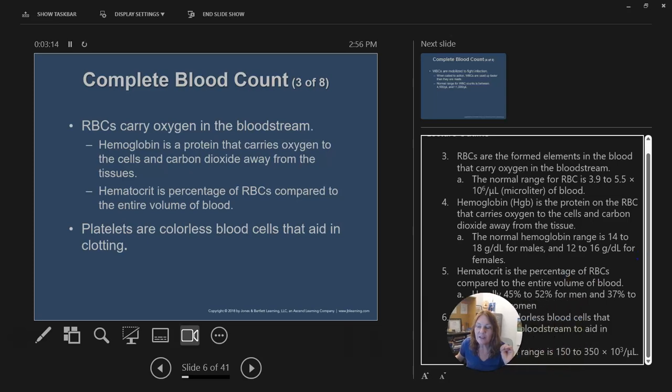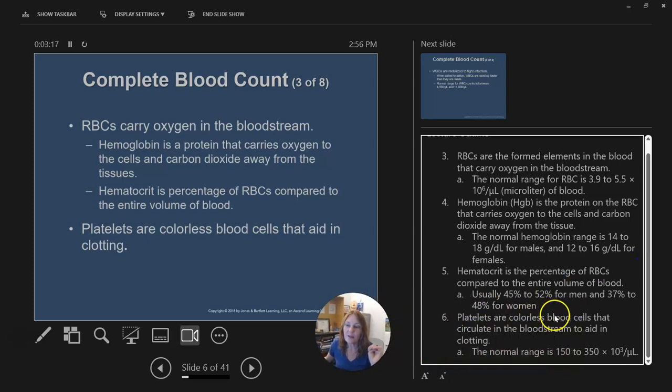Our hematocrit is the percentage of red blood cells compared to the entire volume of blood. It's usually about 45% to 52% for our males, and for women it's less than that. It's 37 to 48% for us ladies. Our platelets are the colorless blood cells that circulate in the bloodstream to aid in clotting. Our normal range is about 150 to 350.